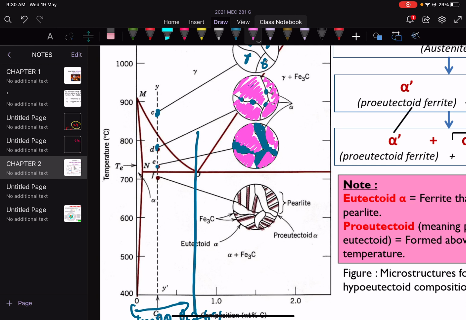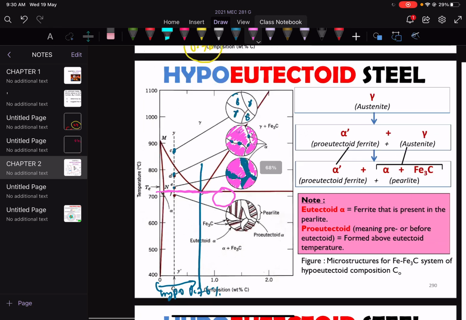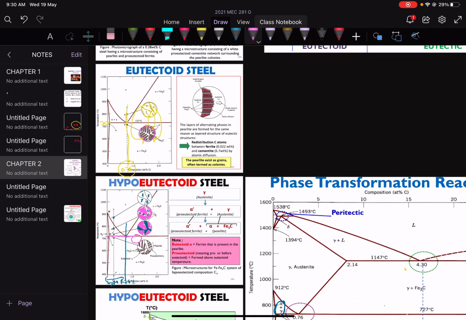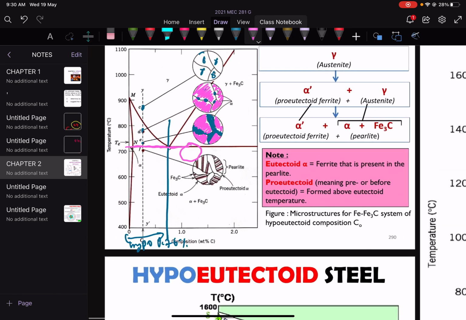And then the eutectoid temperature happens. At here, at eutectoid, it will become lamella, lamella like this. Sorry. So, that one is at 0.76, but now we are looking at here, before 0.76. So let's say this one is 0.3 weight percent of carbon.